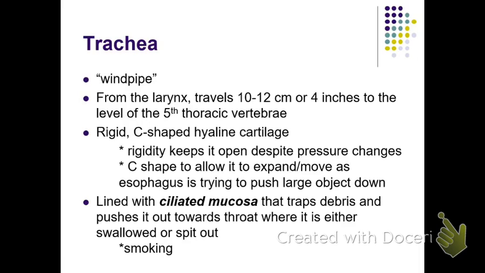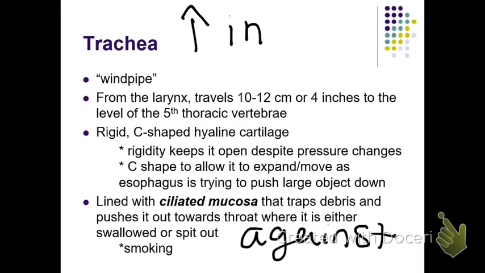And the trachea is the only spot where the ciliated mucosa traps the debris and pushes it out toward the throat. So instead of going with the grain of swallowing, it actually goes against it just a little bit. It goes against the grain so that if we need to dislodge anything from our trachea, the ciliated mucosa are able to push it back up and away from the lungs. Because if debris enters our lungs, we have an increased chance of infection.